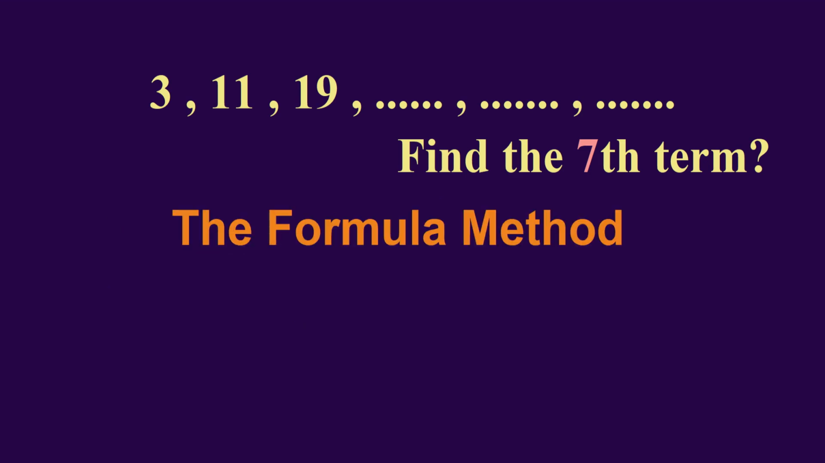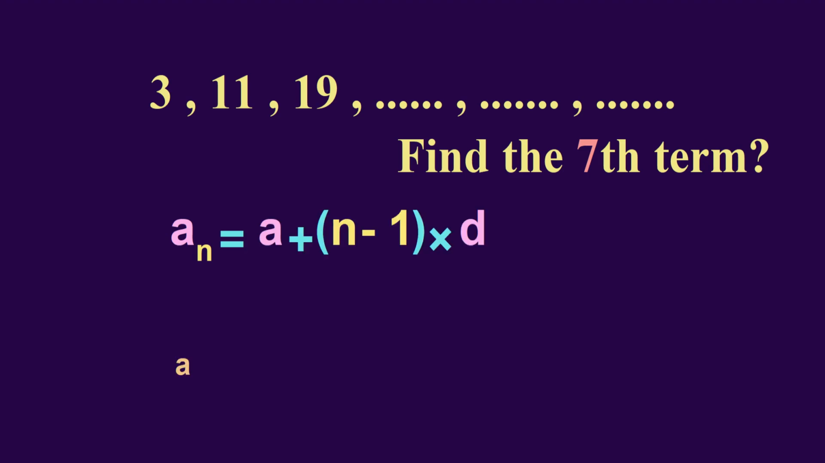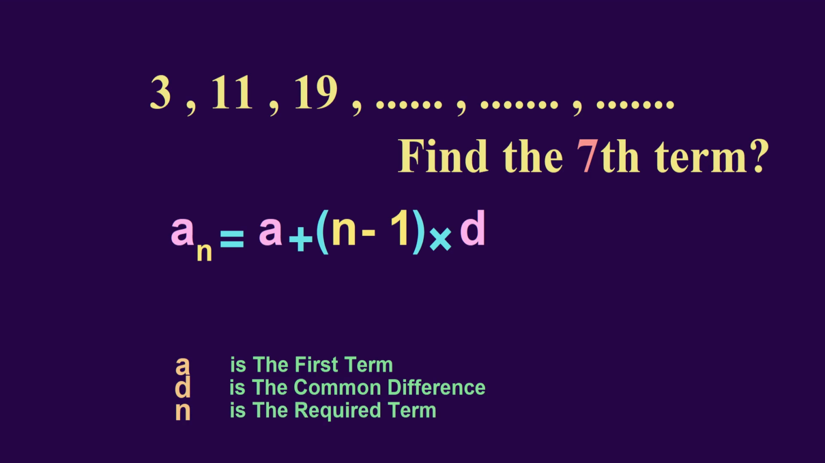Now, it's time to solve the problem by using the formula method. In this method, we use the formula a_n equals a plus n minus 1 times d, where a is the first term, d is the common difference, and n is the required term. From our problem, the first term a equals 3, the common difference d equals 8, and the required term n equals 7.